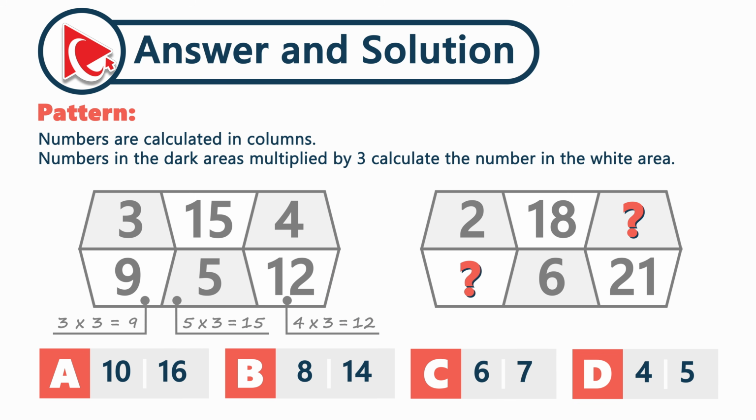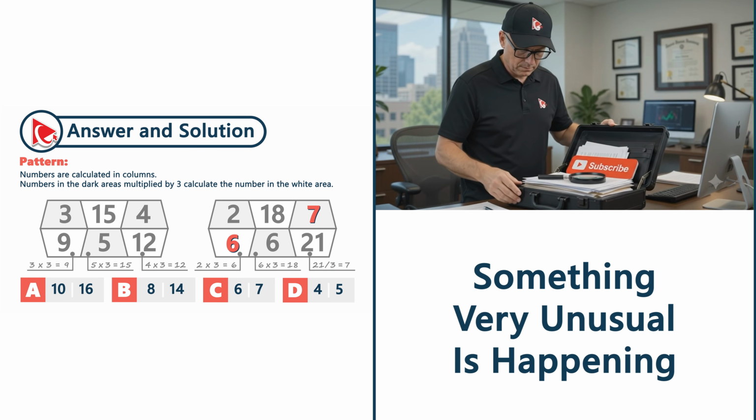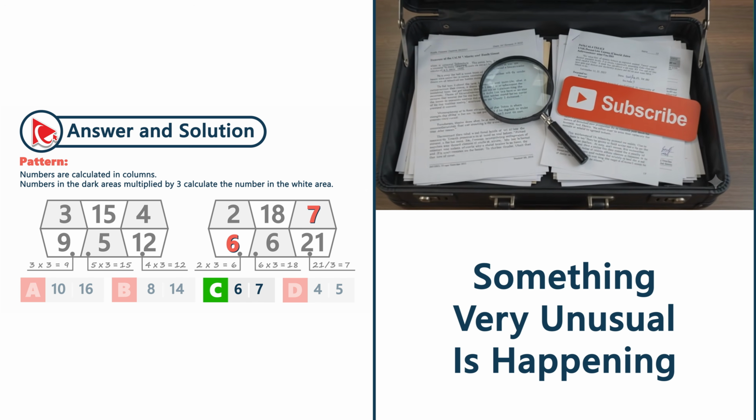Let's switch to the second box. Second box has both numbers in the middle column. 6 multiplied by 3 equals 18. And now it's the magic time to calculate two missing numbers. 2 multiplied by 3 equals 6. And 21 divided by 3 equals 7. So the correct answer here is choice C, 6 and 7.